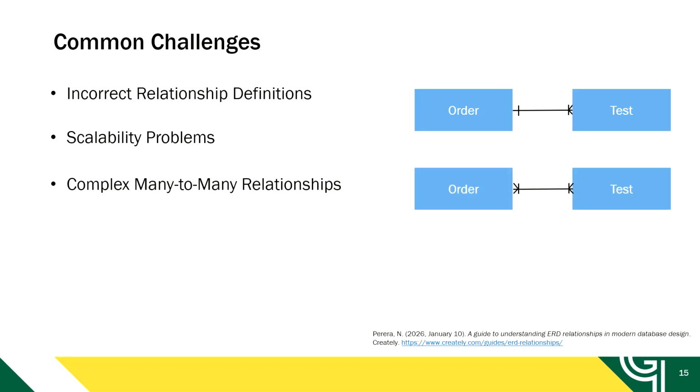A better design would have a many-to-many relationship between order and test. An order can have many tests. One test can belong to many orders. However, complex many-to-many relationships may also cause an issue. Even though relational databases can handle many-to-many relationships, they can't store them directly. So oftentimes a junction table, like an order test table in this example, is created to resolve the many-to-many relationships.